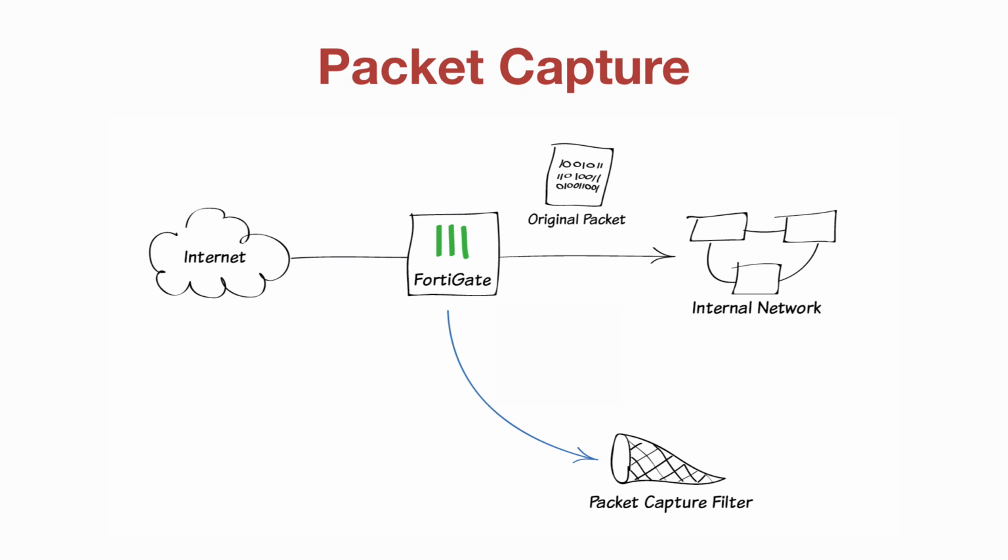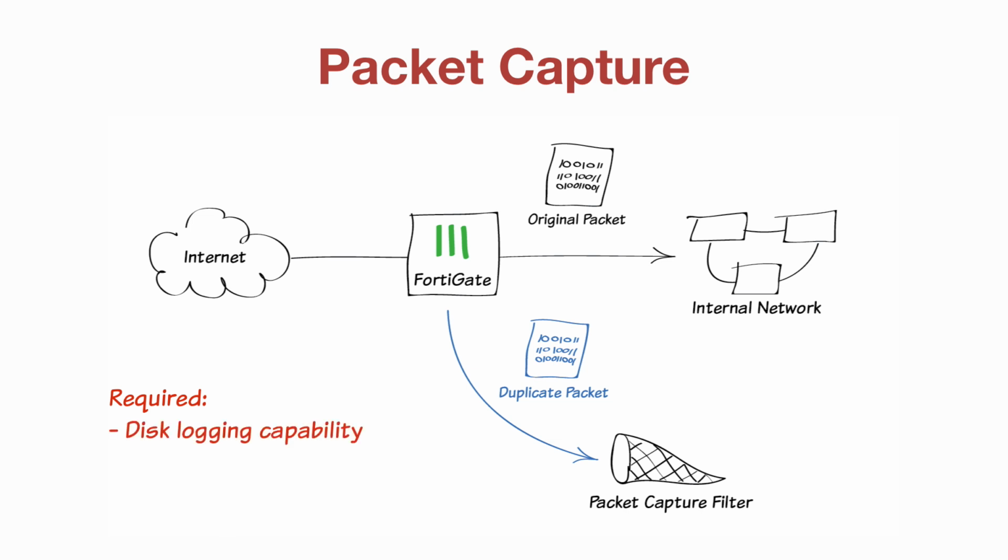Packet capture creates duplicate packets to avoid modifying the original packet and to mask monitoring from the receiver of the packet. To use packet capture, your FortiGate must have disk logging capabilities and have disk logging enabled.